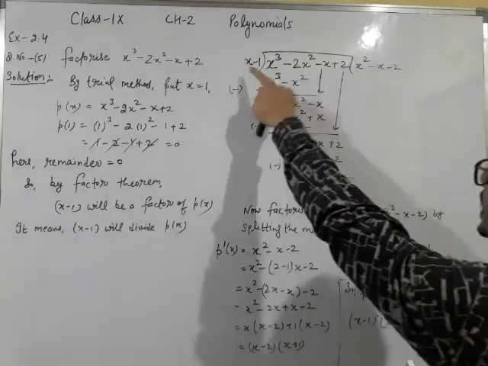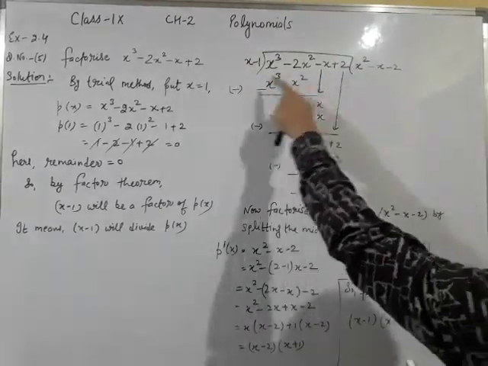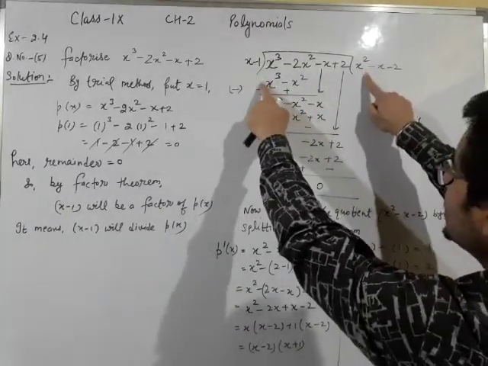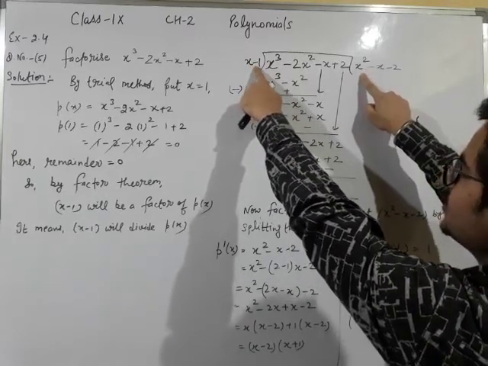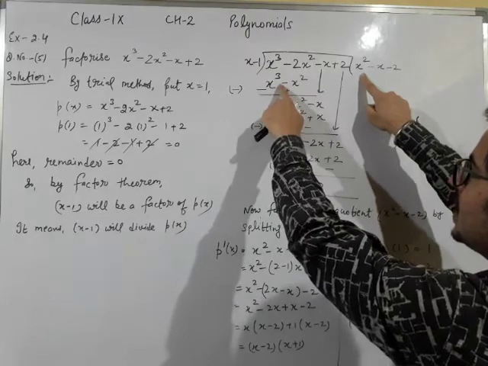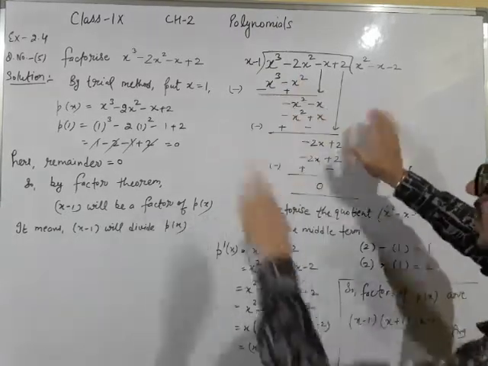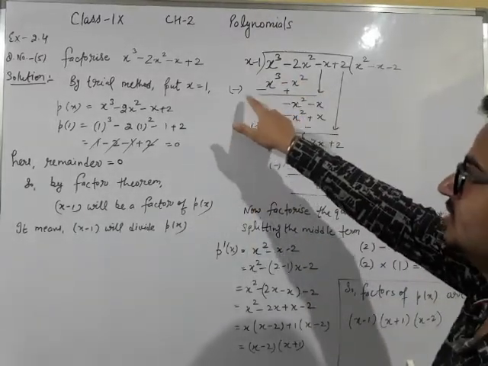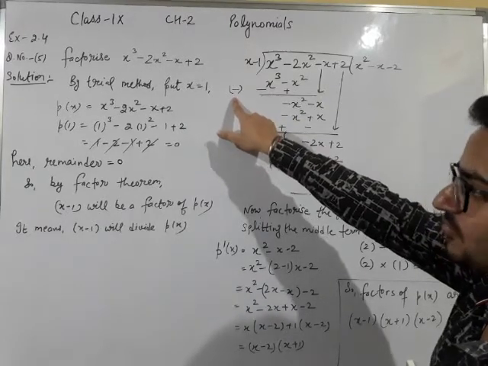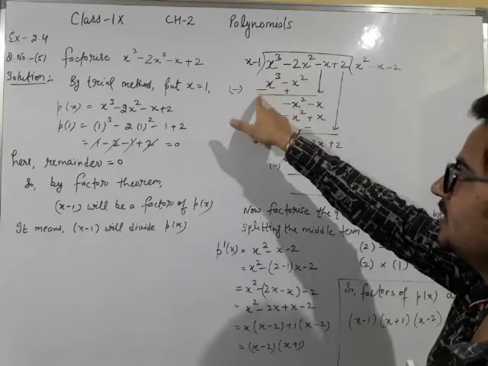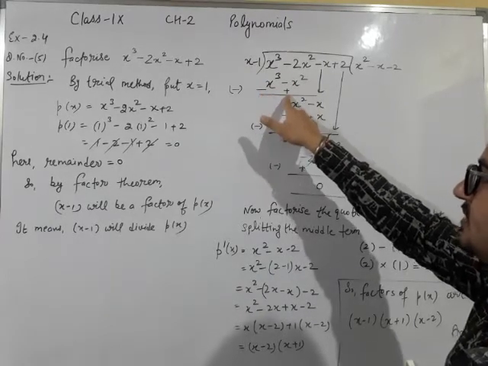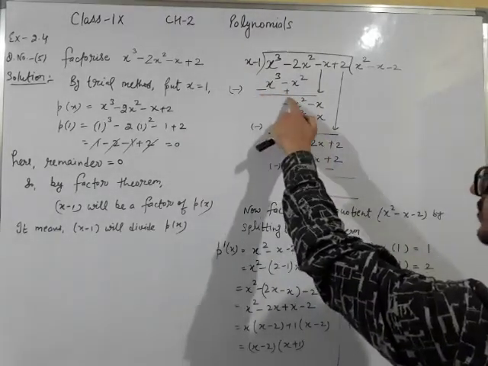So we multiply x minus 1 by x square. x multiplied by x square will be x cube, and now minus 1 multiplied by x square will be minus x square. Now we will subtract. This is our main sign of subtraction. When we subtract, this plus will become minus and this minus will become plus. Now these operations will work.